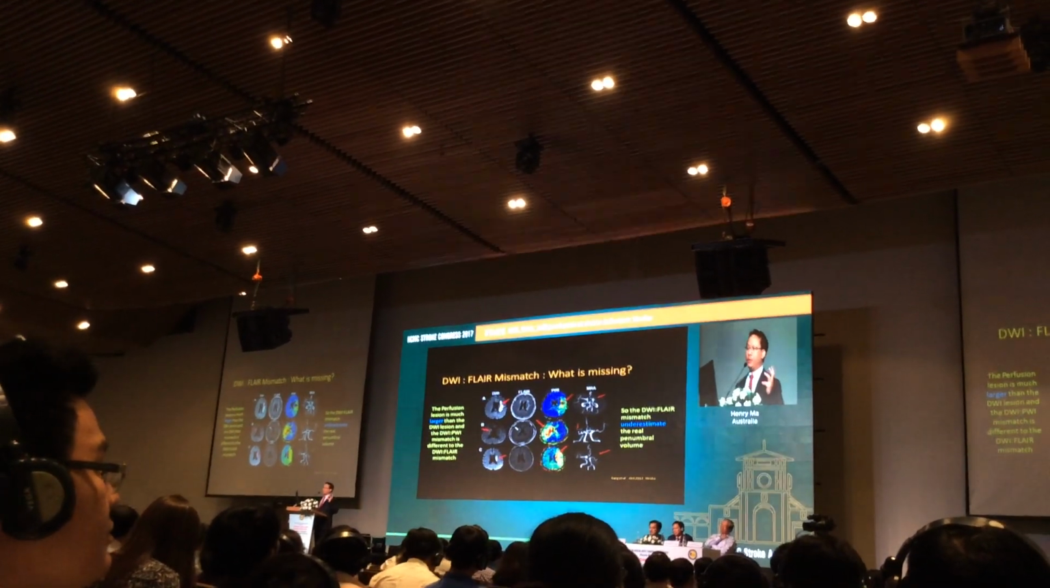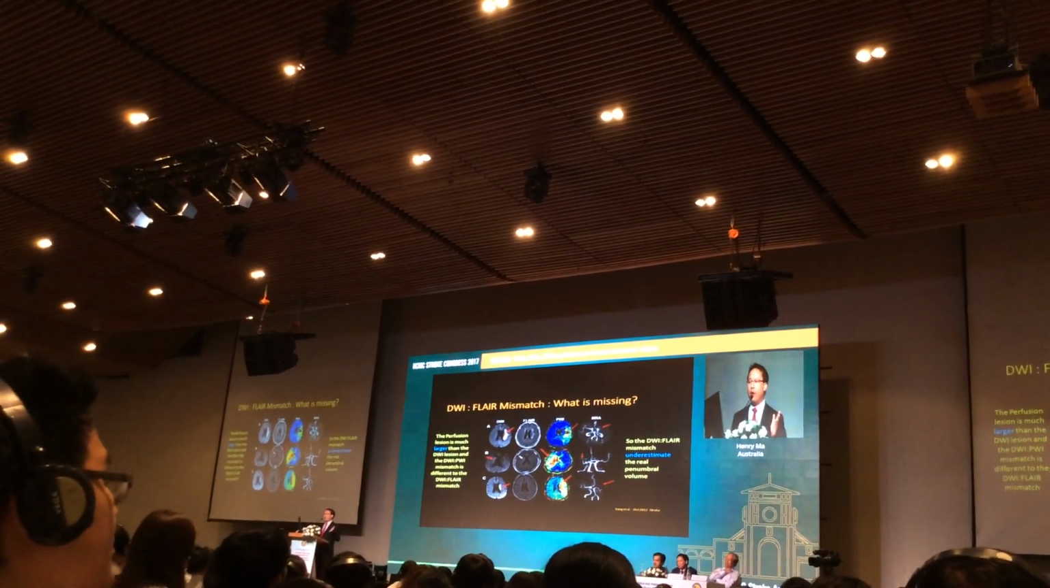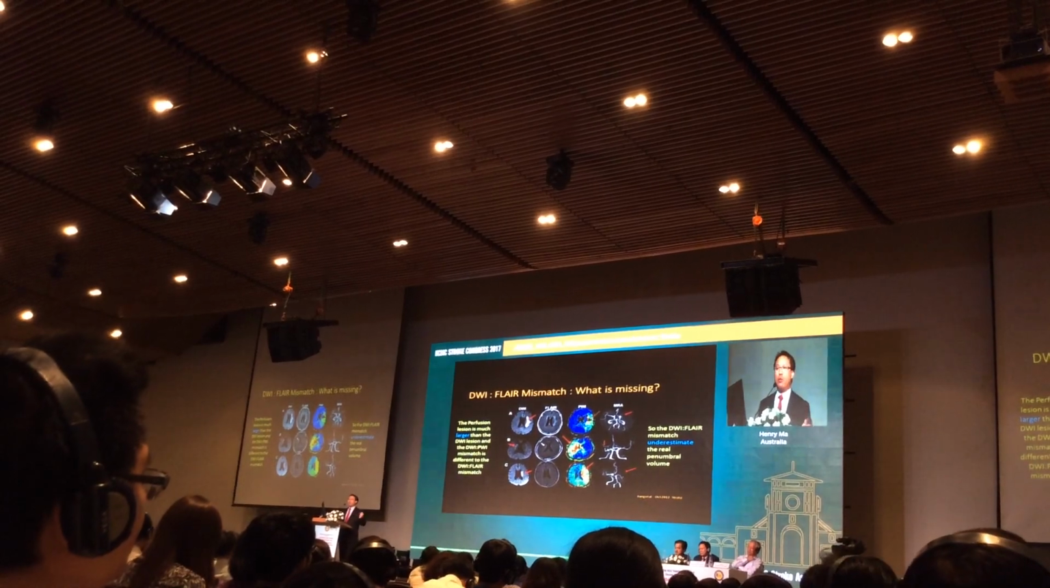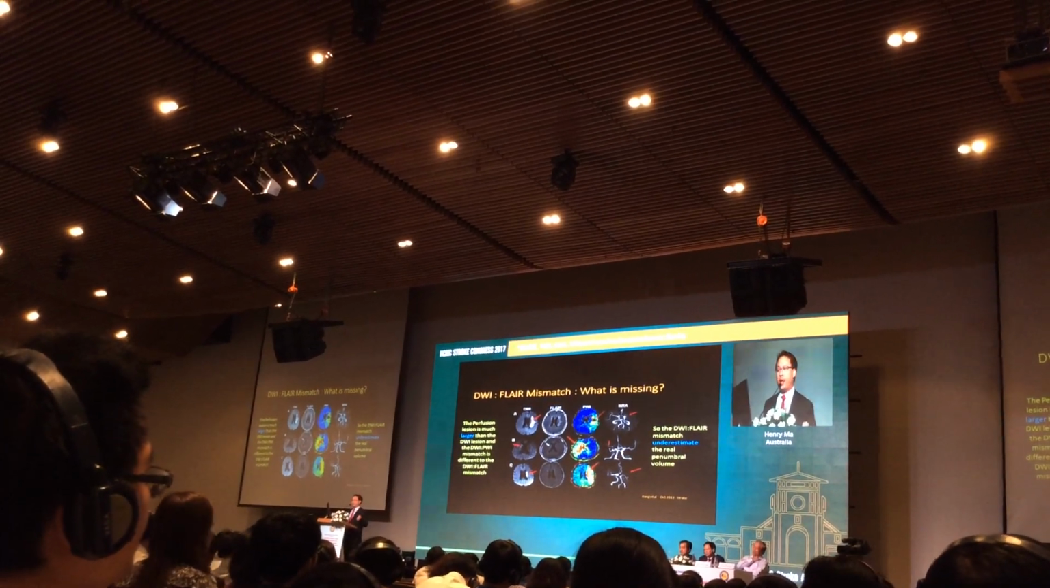So again, I put them side by side. We look at A, B, C. Firstly, on A, you get a DWI lesion and a matching Flair. You say, well, there is no DWI Flair mismatch.